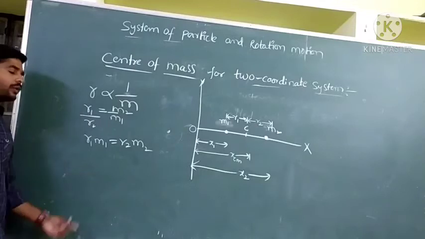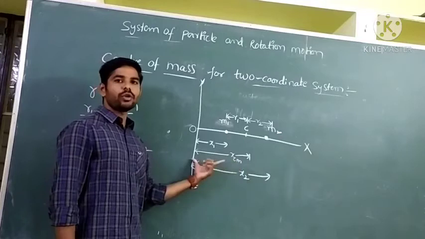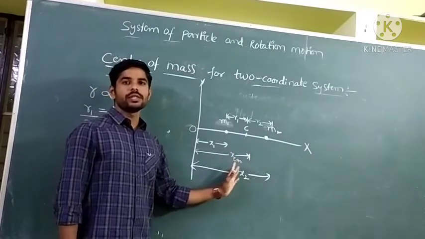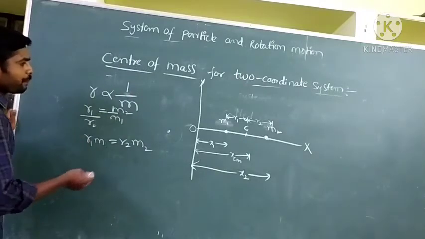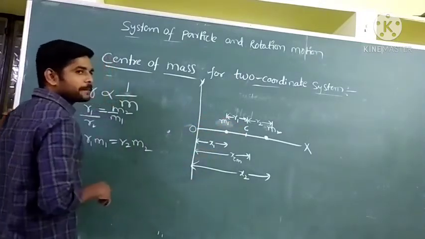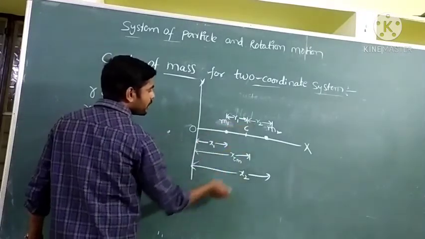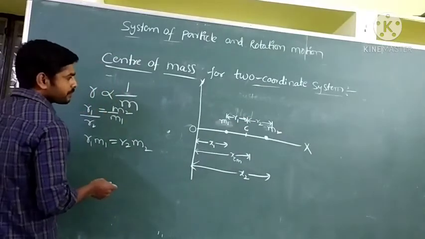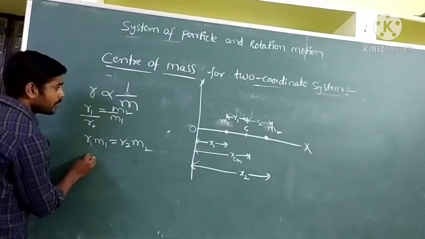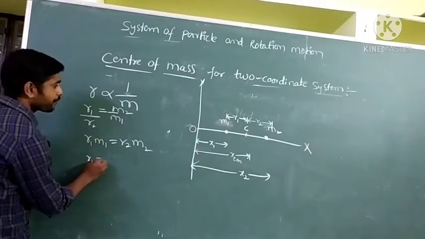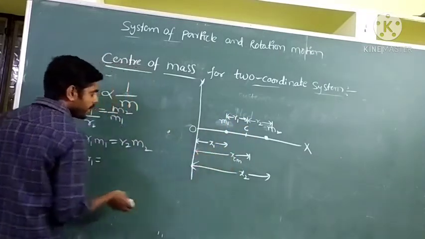Now we need to derive the xcm distance, exactly where it is located from the origin to the center. We have to prove that based on these equations. Let's take the r1 distance from here. What is the r1 distance? r1 is nothing but xcm minus x1.